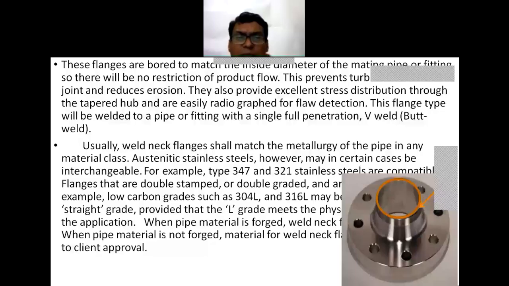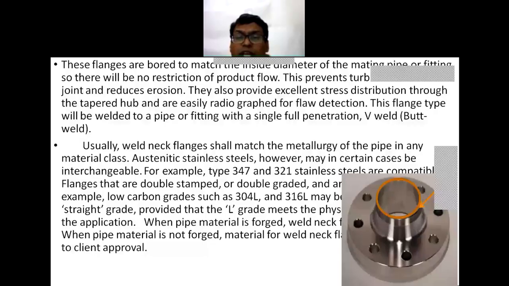They also provide excellent stress distribution through the tapered hub and are easily radiographed for flaw detection. So that is the testing part when it comes to the flanges. It is the radiographic testing which is mostly done to detect the different flaws. So these flange types will be welded to a pipe or the fitting with a single full penetration V weld.